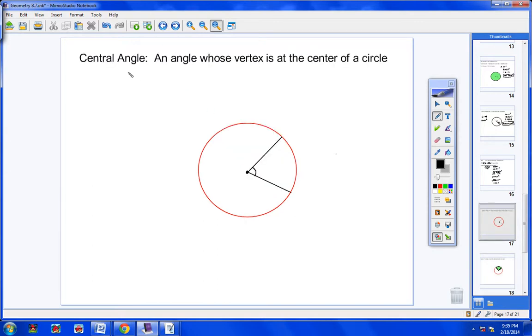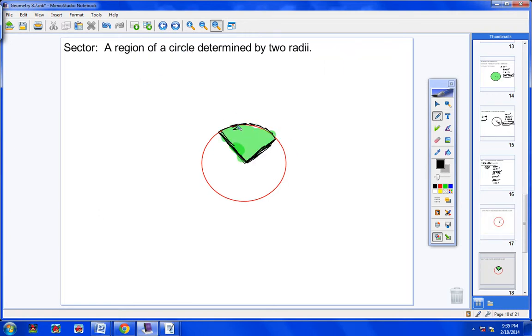So let's review. A central angle is an angle whose vertex is right at the center of a circle. And look, whenever you have a central angle, then you're also going to have a sector, because the sector is this area in here between the 2 radii.